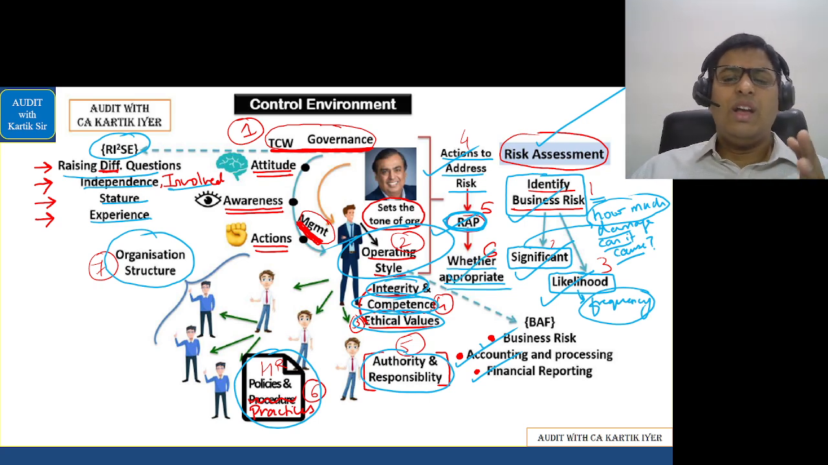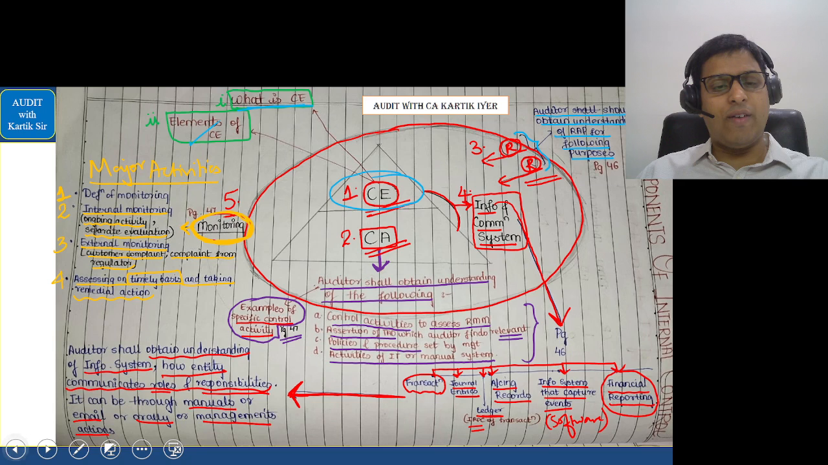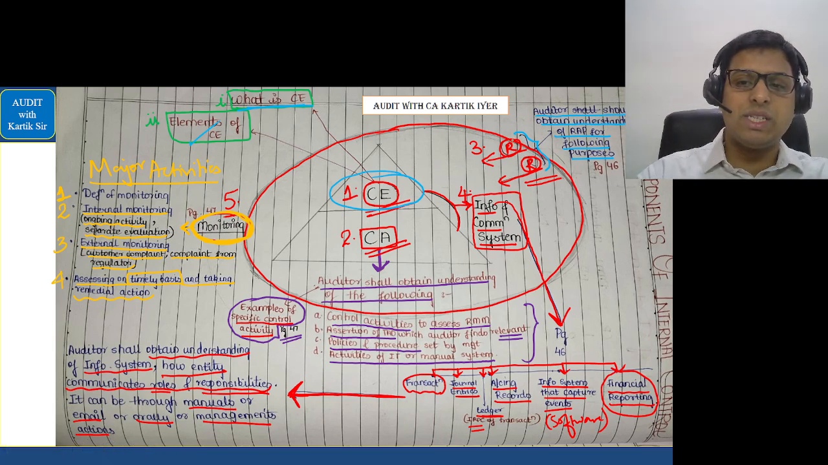If you have done this chart in the class with me, even at least once, if you have paid attention, this area will be a cakewalk for you. It will be a very simple area. Now that completes this part in relation to your control environment and risk assessment. So control environment is done, and this risk assessment part, this answer we just did.